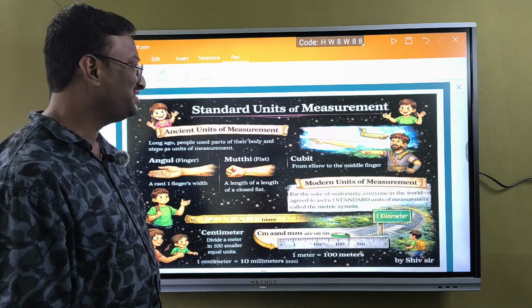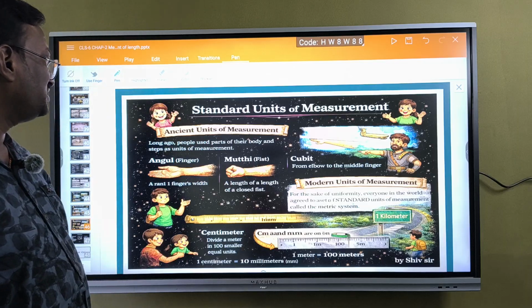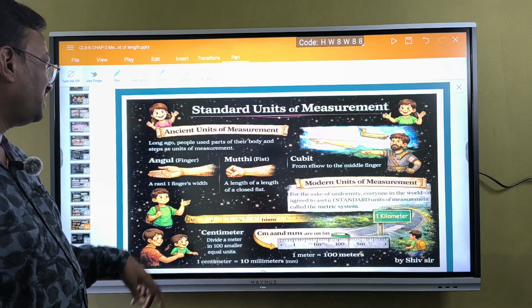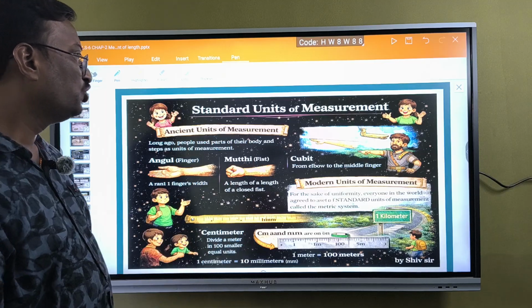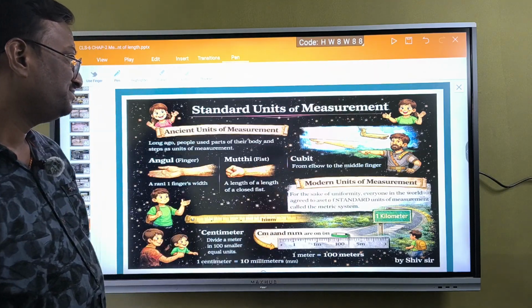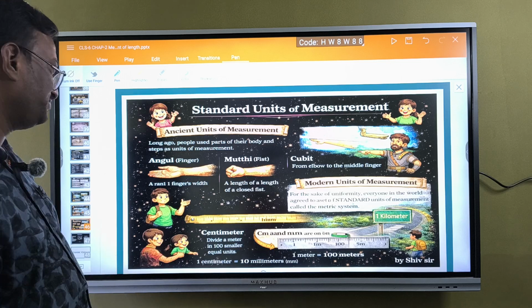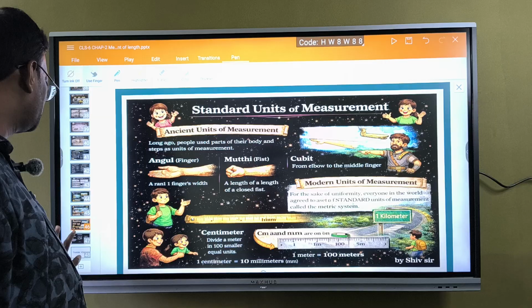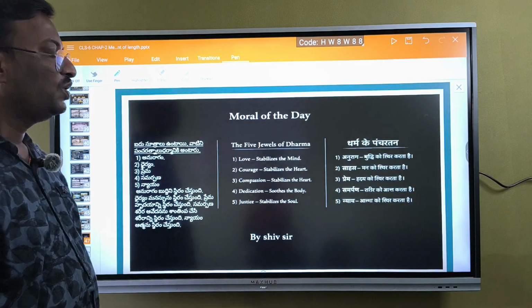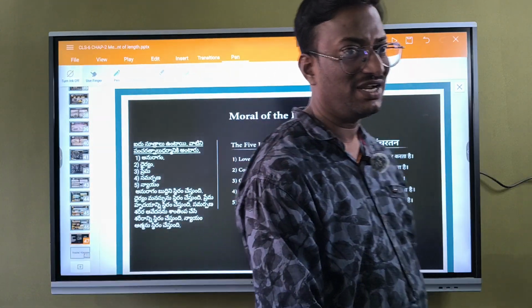Next one is ancient units of measurement, such as the angula, the finger width. Mutti, the fist. Cubit, the stretched length from the elbow to the middle finger. And the modern units, I think we already discussed that. So with this we have completed the lesson, children, right?